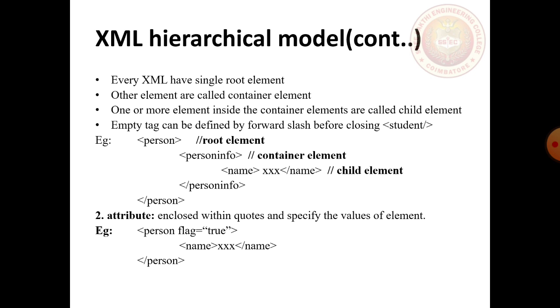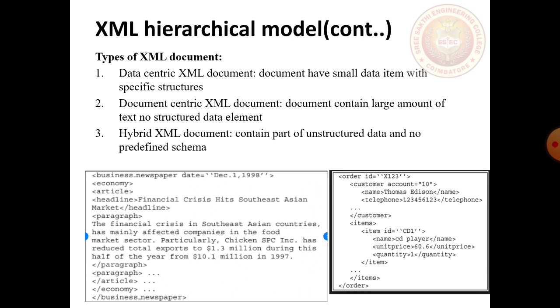In this example, person is the root element. Inside the person, it contains the person info, which is called the container element. Inside the person info, it has a tag name that is called a child element of the container element. The next one is attribute. The attribute is represented within double quotes that specify the values of the element. Here true is the attribute that is represented inside the double quotes.